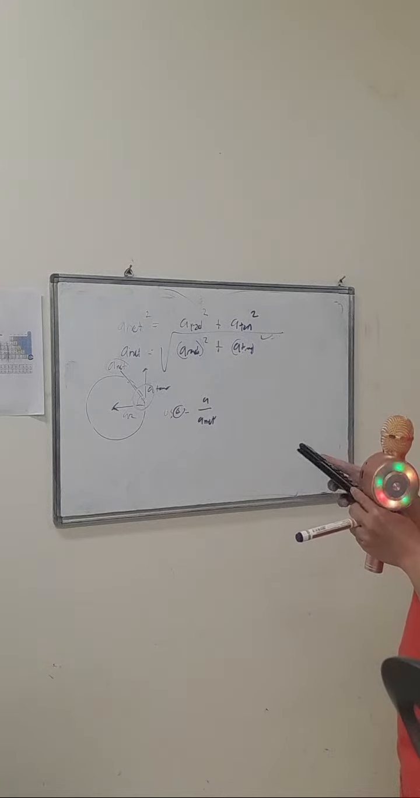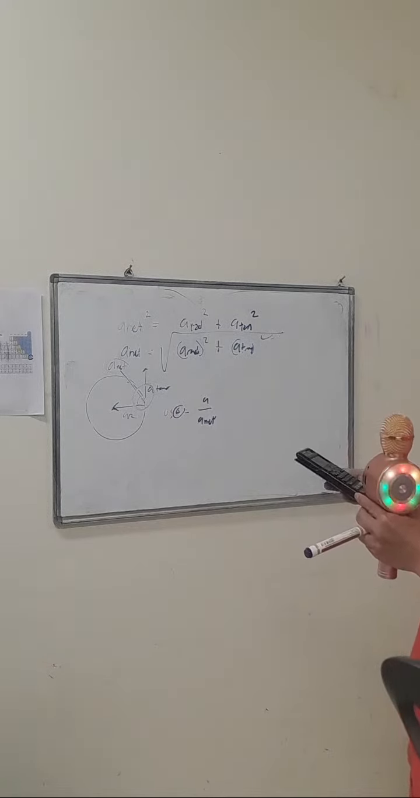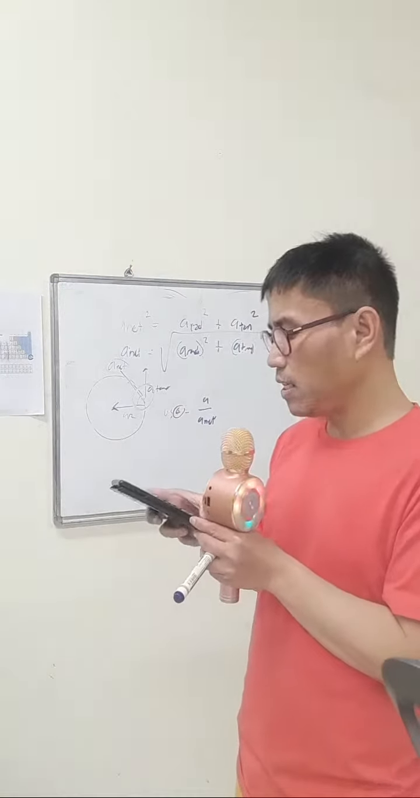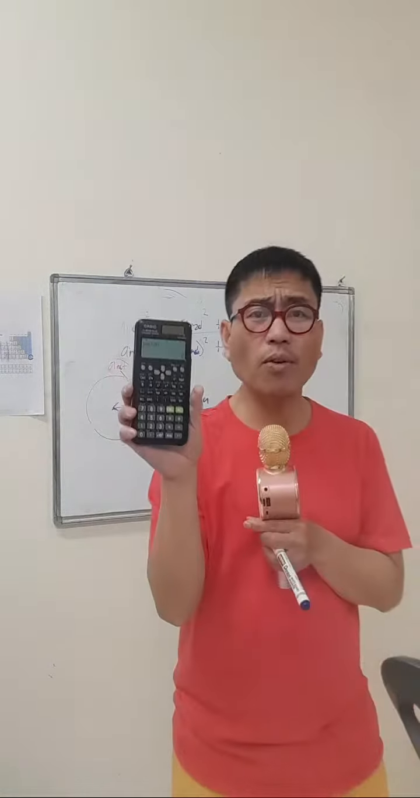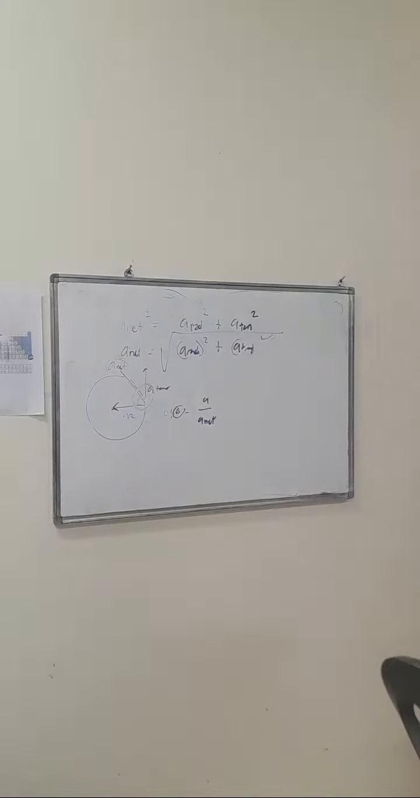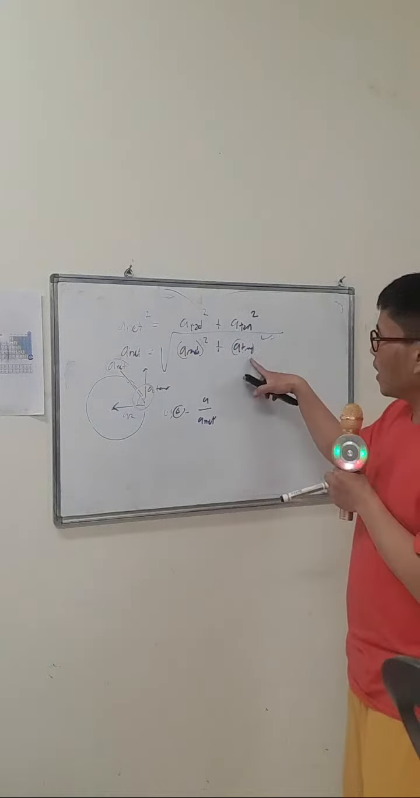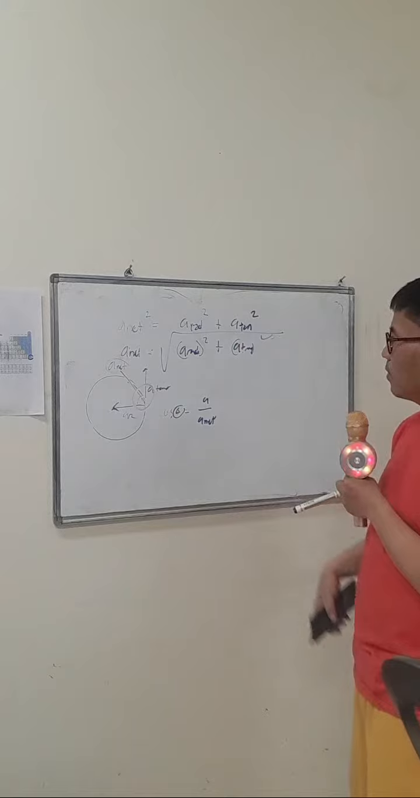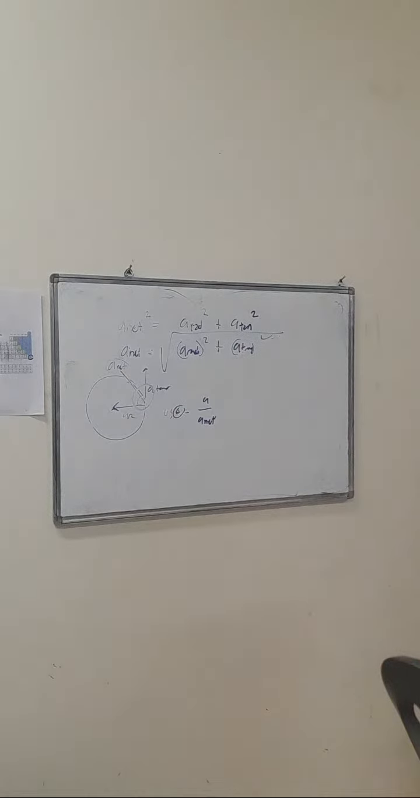Cosine 90. See? Cosine of 90 is equal to 0. That's why we say the tangential acceleration is equal to 0. Okay? That's how it really is. Okay, it becomes 0.